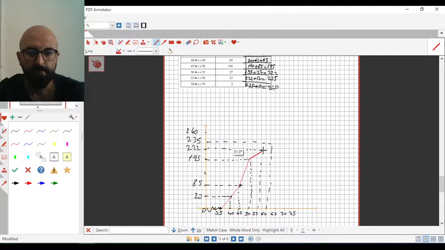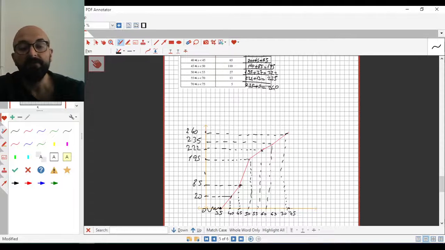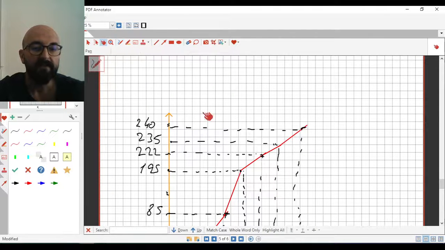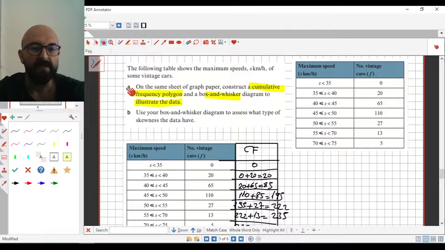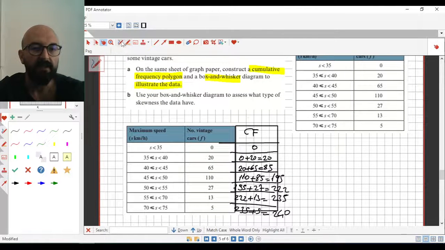Yes, and the last one should be at speed 75, and the top of the graph is the sum of the cars, 240. Okay, now we should draw the box and whisker diagram.